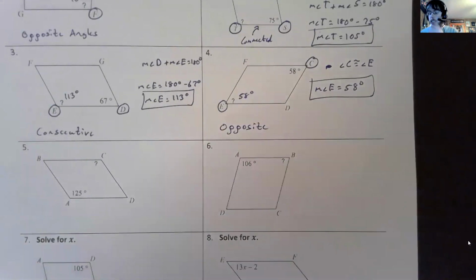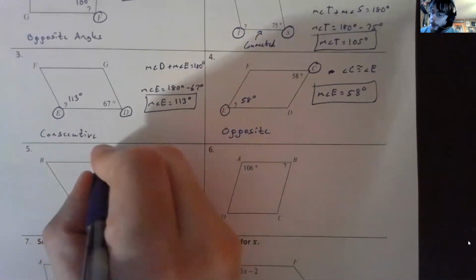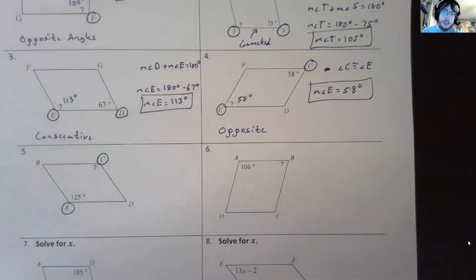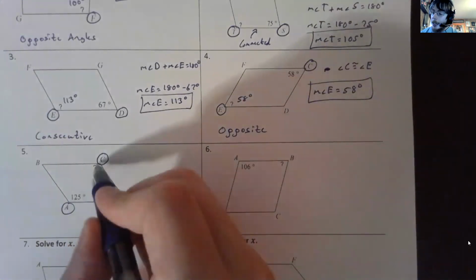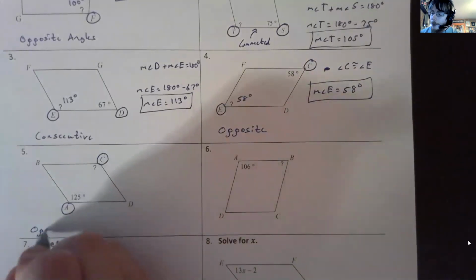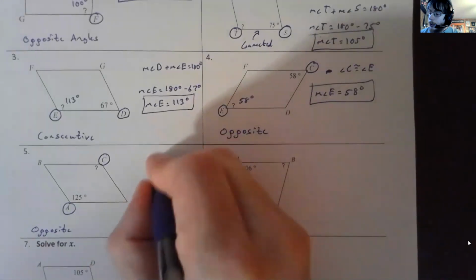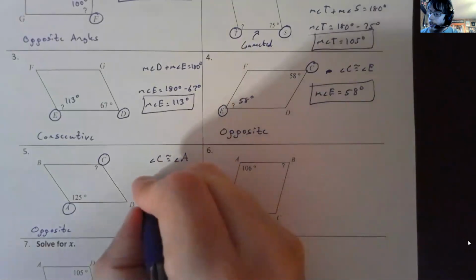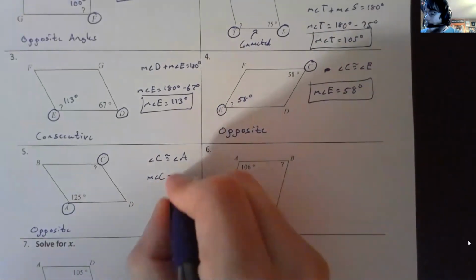All right, so let's look at number 5. Number 5, we're given angle A, and we want to find angle C. We have to determine if they're opposite or consecutive, and we can see that angle A is opposite of angle C. Opposite angles are congruent, so angle C has to be congruent to angle A. So that means the measure of angle C has to be the same as A, which is 125.